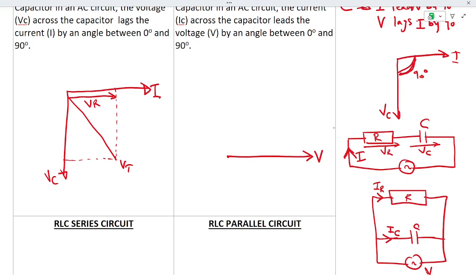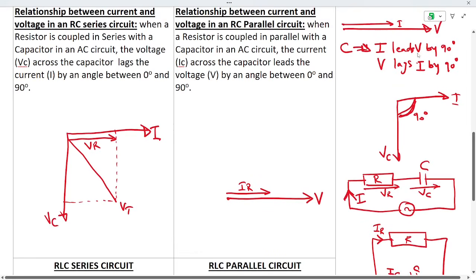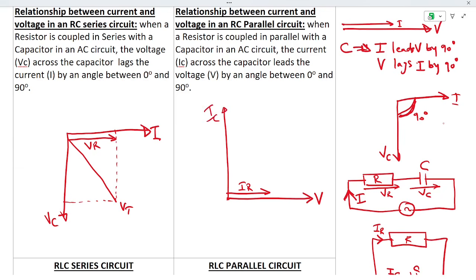Now, how is the current of the resistor versus the voltage in a circuit? The current of the resistor versus the voltage is going to be in phase. Now, how is the current of the capacitor versus the voltage? They say the current leads the voltage by 90 degrees. So it's much easier, we just have to draw it. Its leading means it's pointing up there. That is our IC. And then we just project it like that to determine our I total.